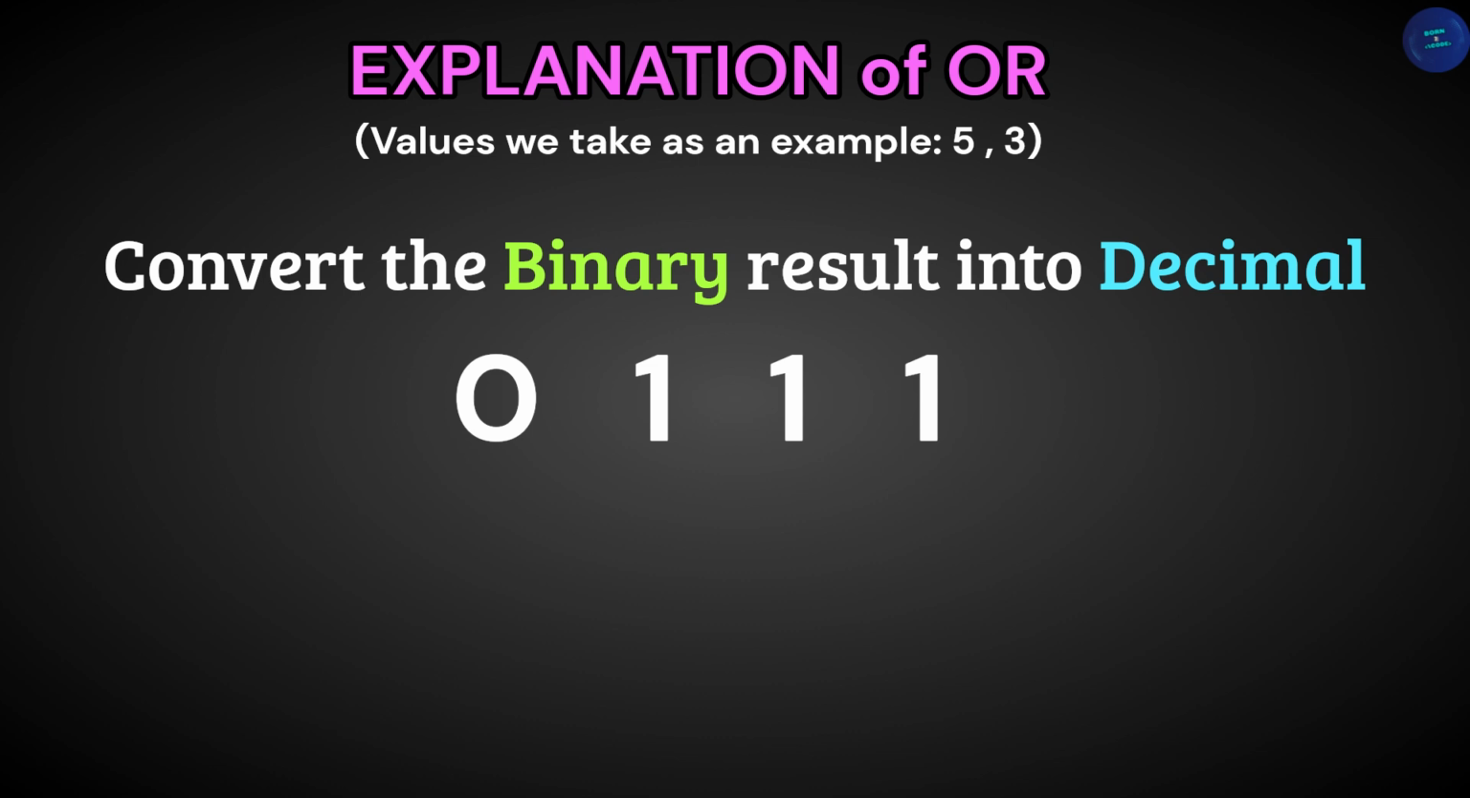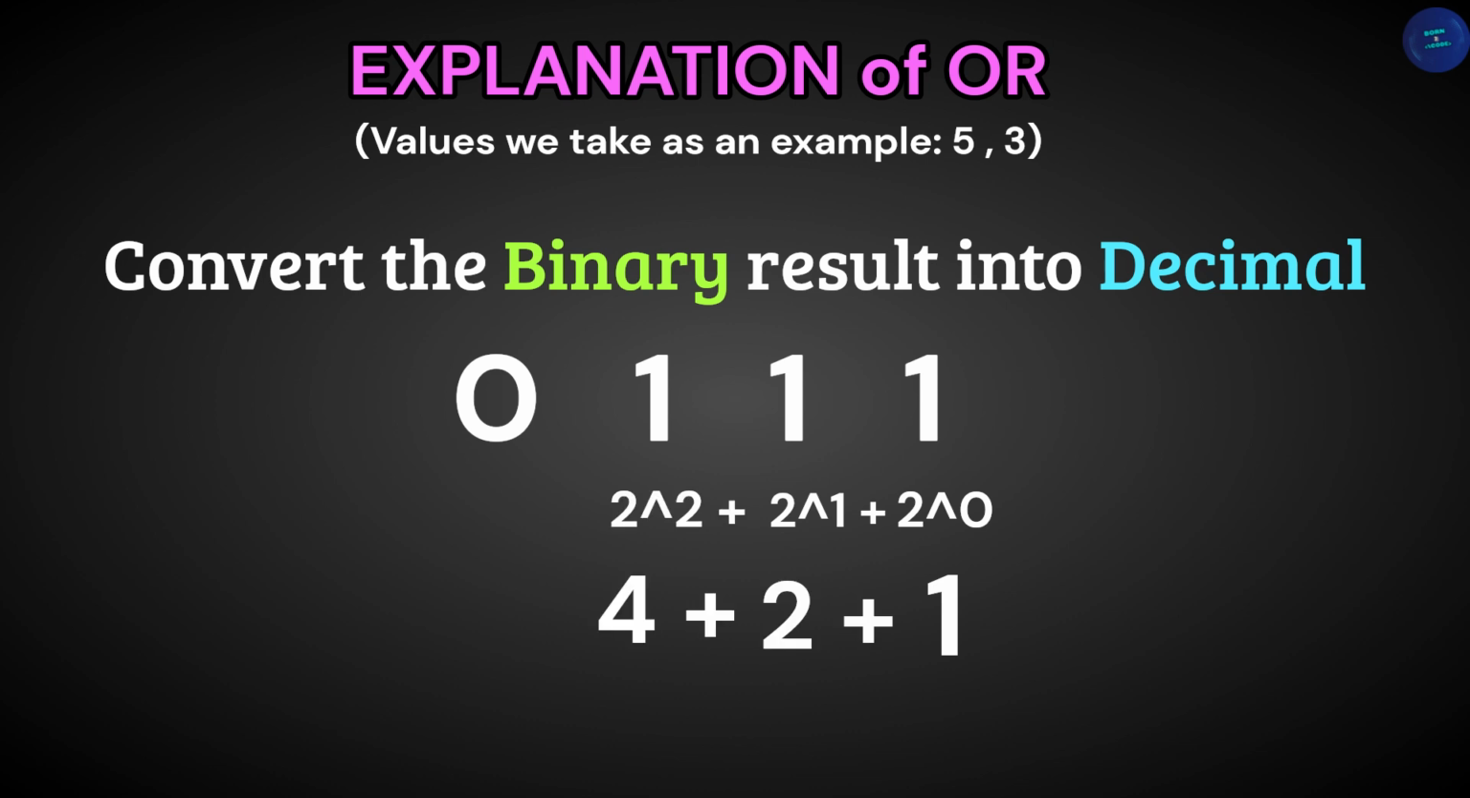Now we have to convert this into a decimal number. 2 to the power 0 is 1, plus 2 to the power 1 is 2, plus 2 to the power 2 is 4, and we don't calculate zeros. Hence, the final result will be 7.